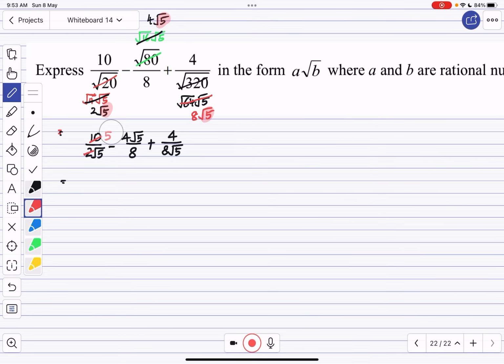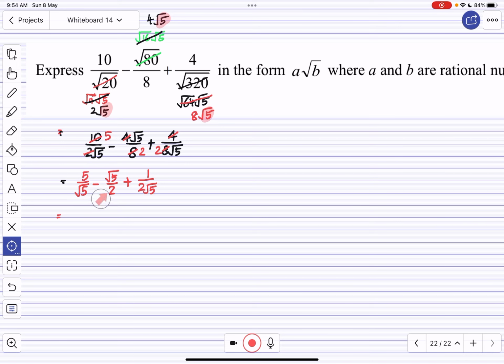10 over 2 gives me 5. 4 over 8 gives me 2. 4 over 8, that gives me 2 as well. Okay? So let me just simplify this further, and be sure that when you copy from step to step, you do not make any careless mistake.